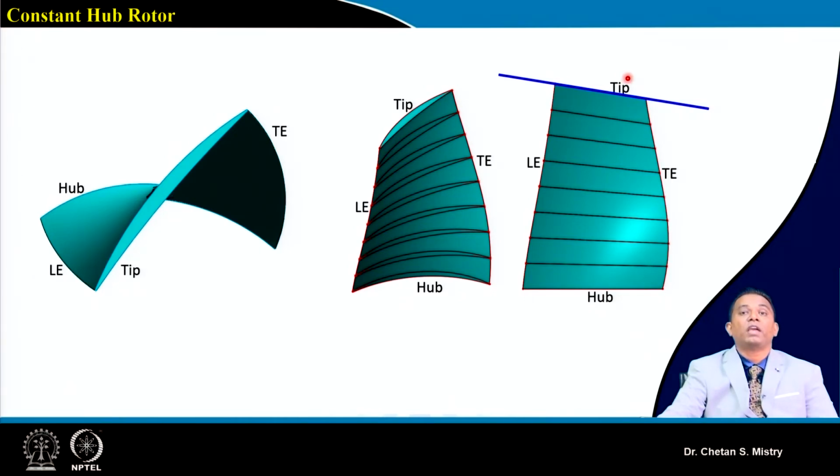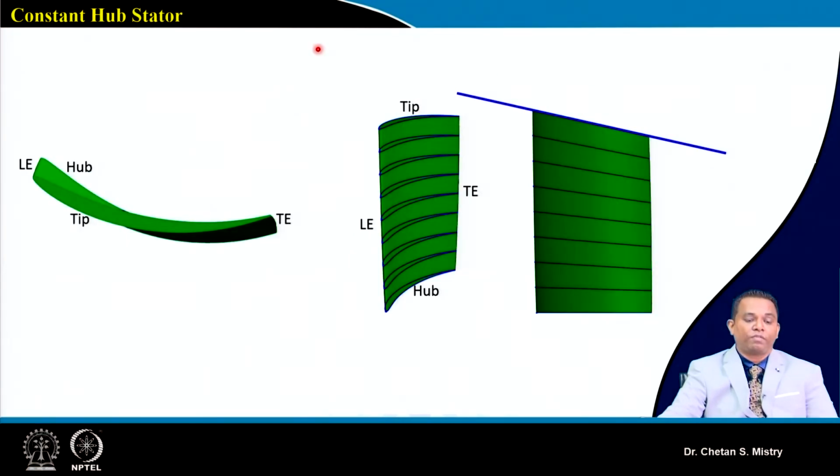This represents my tip. Just understand one thing: it is not that my chord is reducing, the chord is the same, this is just the view. At the same time, if you look at these aerofoils, they are not 2D aerofoils. We discussed this point when we were discussing the constant tip diameter configuration. These are 3D aerofoils because the flow gets deflected towards the hub region.